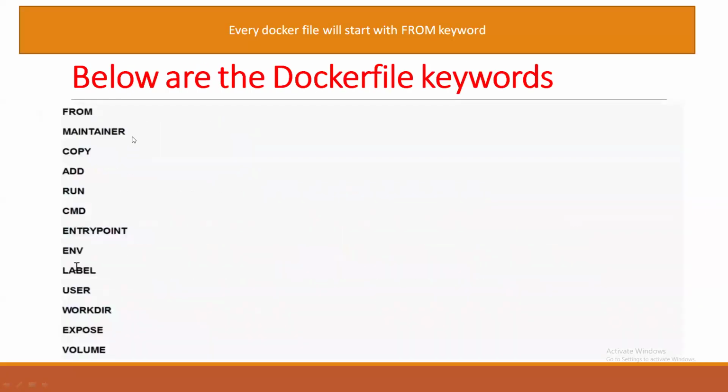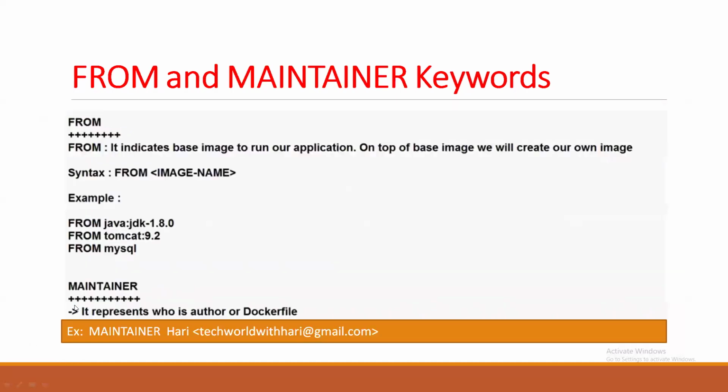Below are the Docker file keywords. Every Docker file starts with the FROM keyword. Guys, understood? You can remember, every Docker file starts with the FROM keyword. The keywords are FROM, MAINTAINER, COPY, ADD, RUN, CMD, ENTRYPOINT, ENV, LABEL, USER, WORKDIR, EXPOSE, and VOLUME. These are a few commands. We have many, but these Docker file keywords are used every time, and that's the reason we are discussing them.